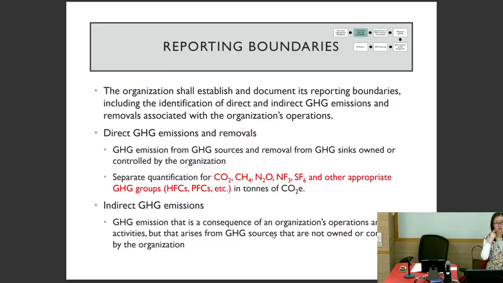So for example, in order to conduct this lecture, I have to switch on the lighting. This lighting is because of the activities in this lecture theater. The lighting will consume electricity, and indirectly it will lead to greenhouse gas emissions in the power plant. Then it arises from greenhouse gas sources not owned by PolyU. The power plant is not owned or controlled by PolyU, but this electricity consumption and these greenhouse gas emissions are due to the activities within the organization. So these are indirect emissions.